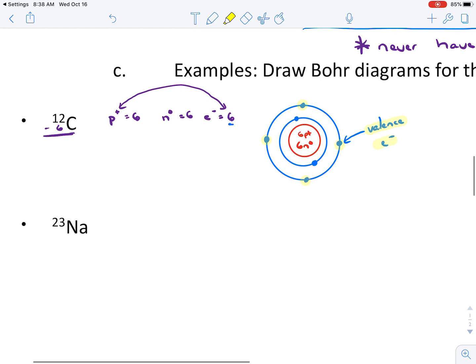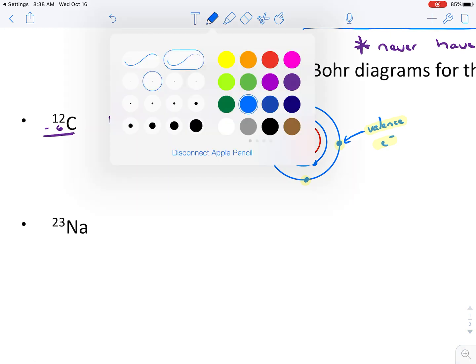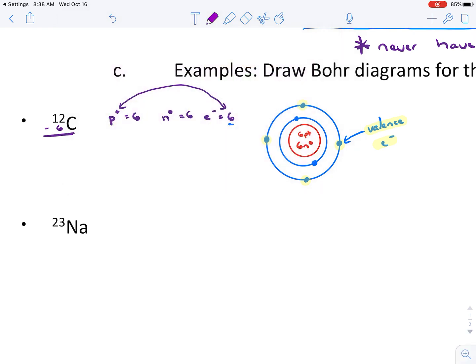Okay. So this time we're doing sodium. If these numbers aren't given to us, this 23, we can also look up at the periodic table. And sodium on the periodic table is 22.9898, which rounds up to 23. So its mass number is 23.